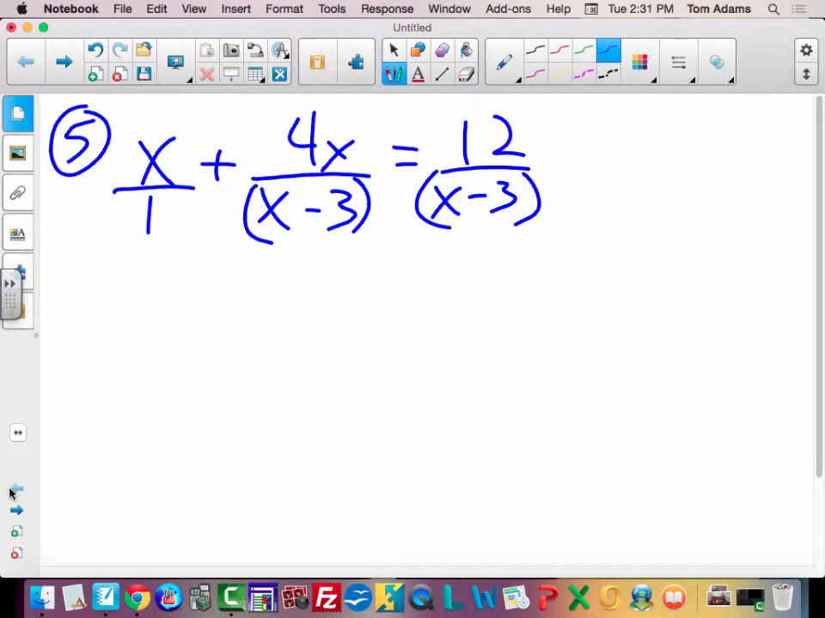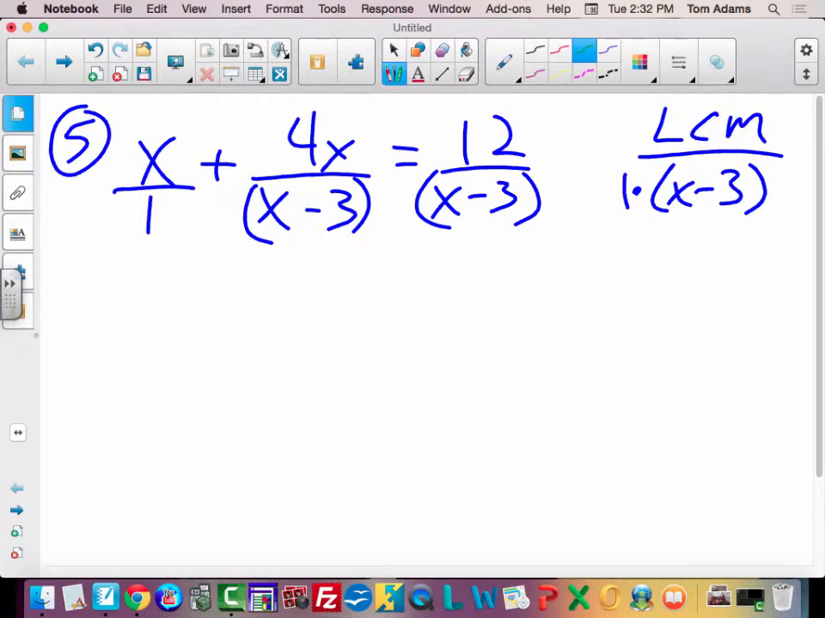All right, so now for this one, we have x over 1 plus 4x over x minus 3, and then equals 12 over x minus 3. So our lowest common multiple is, we're going to look for the prime factorization. 1 has a factor of 1, that's it, and x minus 3 is already prime. So our lowest common multiple is 1 times x minus 3, or just x minus 3.